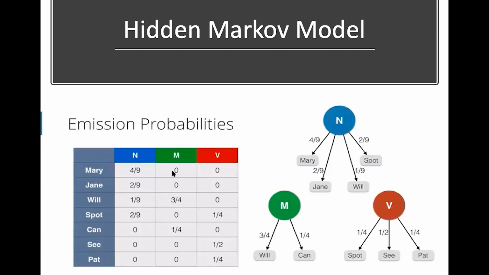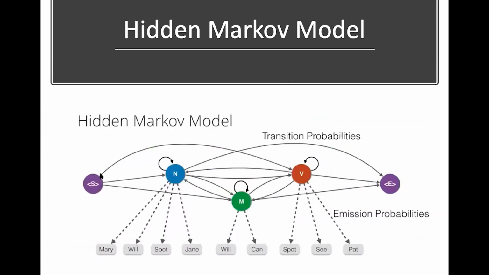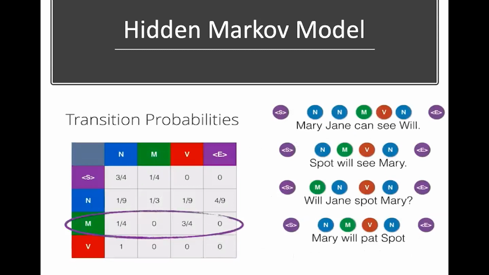Awesome. Overall probability of the sentence using transition and emission probabilities. So I'll start with, for example, a sentence that you're trying to tag, which is "Spot will see Mary." And the tags here are start, noun, modal, verb, noun, and end.